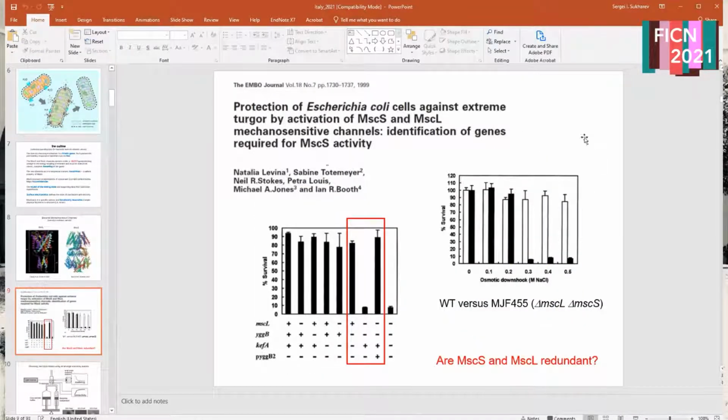So Natasha's paper of 1999, where they were able to knock out both of these channels from E. coli, suggested that probably these channels are equally important. You see MscL plus here, and you see YggB at that time, that was MscS, minus here, but with YggB re-expressed, so they sort of rescue bacteria in a similar way. And the question is whether MscS and MscL are essentially redundant valves. It doesn't look like that. That's my answer, and I will try to explain it better.